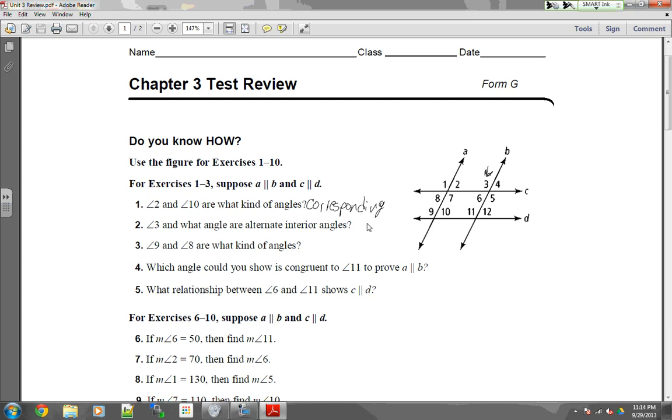So this would be angle 7. All right, 3 and 7 are alternate interior. C would be your transversal. A and B would be the parallel lines that you're referring to.